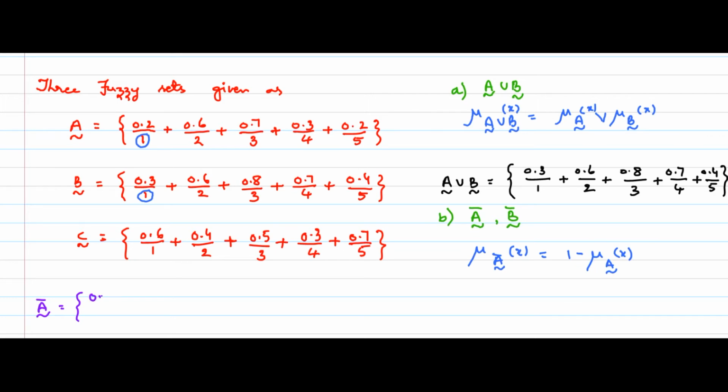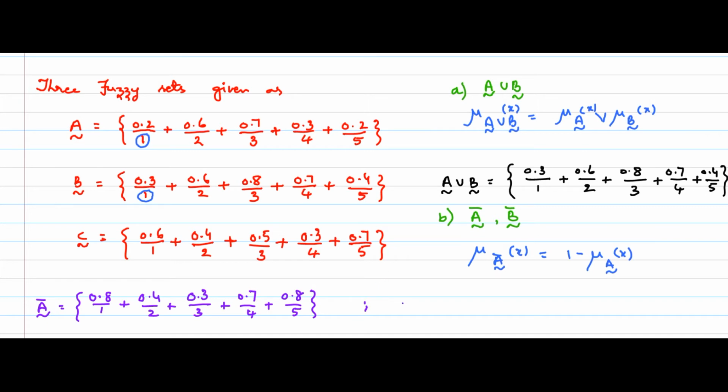Let me write directly. It should be 0.8 divided by 1. Similarly, for 0.6 it should be 0.4. For 0.7 it should be 0.3. For 0.3 it should be 0.7. For 0.2 it should be 0.8. That's all. So this is the answer for A bar.